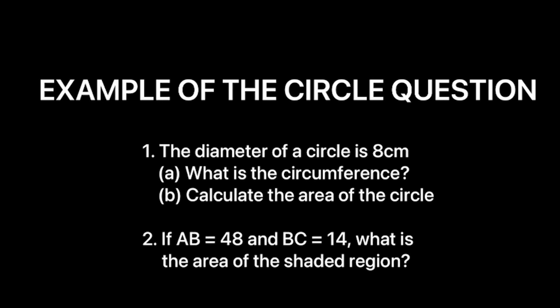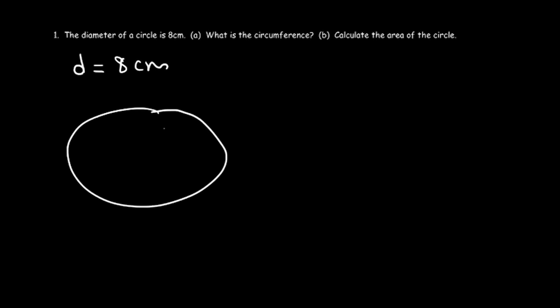I will give you the example of circle equation. Okay, let's go. So we're given the diameter of a circle, and it's 8 centimeters. Our goal is to calculate the circumference and the area of a circle. So let's draw a picture. So this is the diameter.